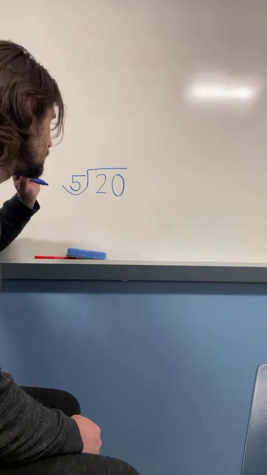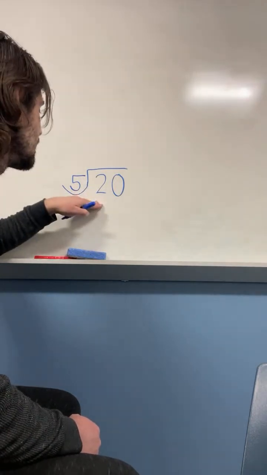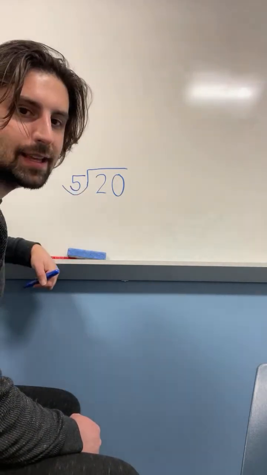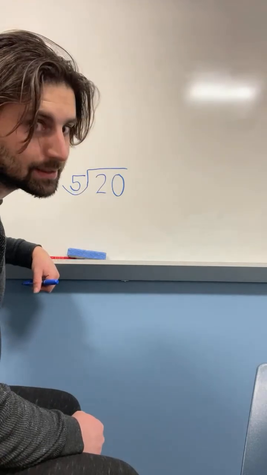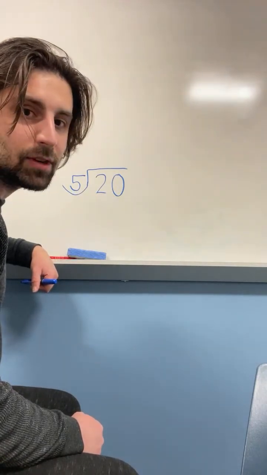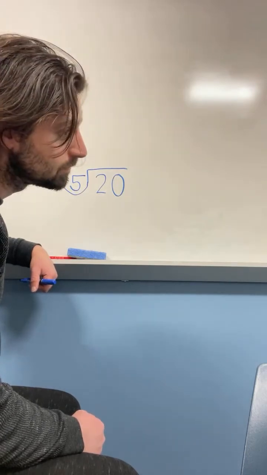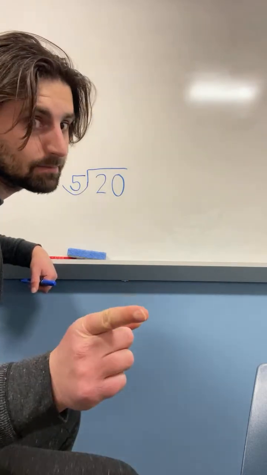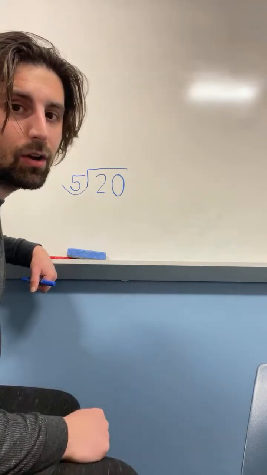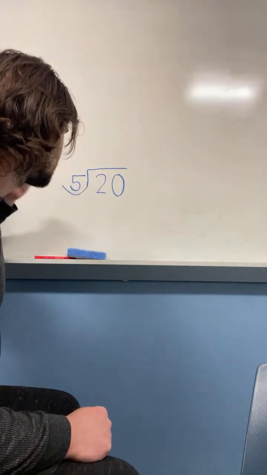So using this array method, I am going to make 20 total dots. And can you guess how many dots I'm going to make in each row as I'm counting up to 20? Guess? Well, if you guessed 5, you'd be correct.